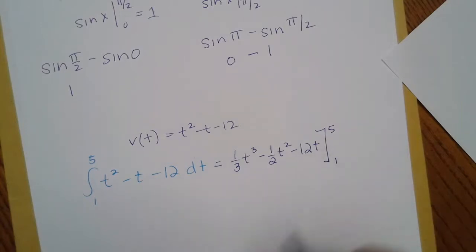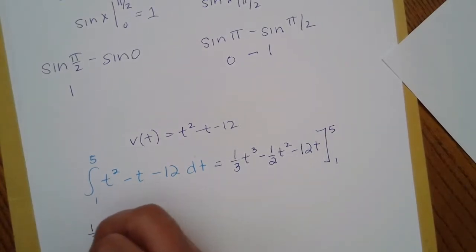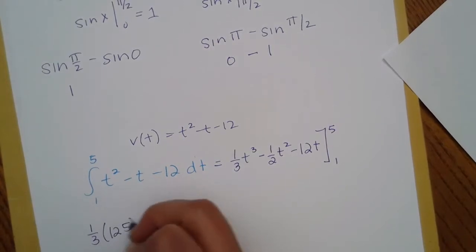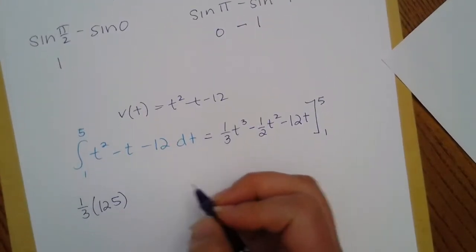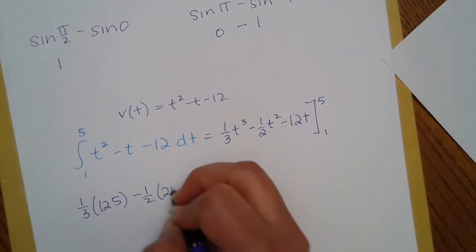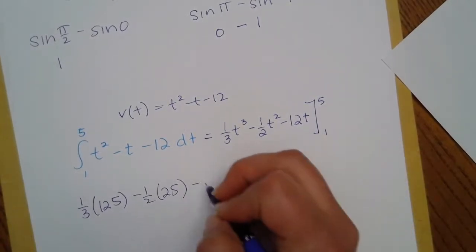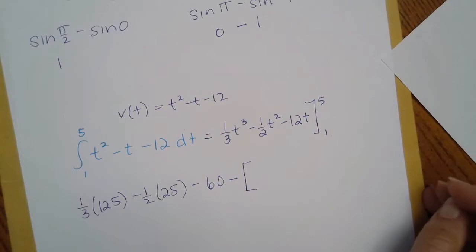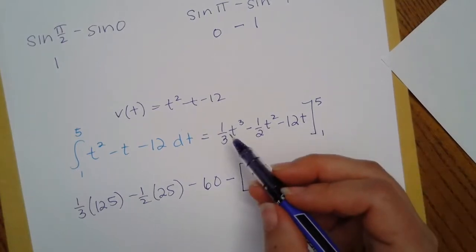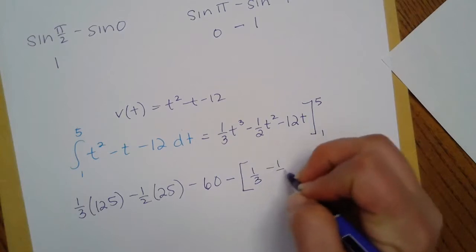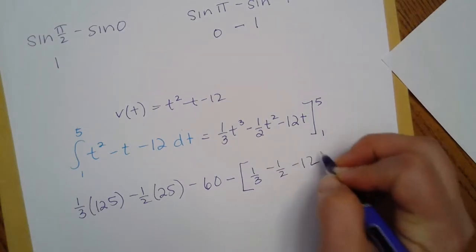I'm going to plug in 5 first. So 1/3 times 5 cubed is 125. And then I have minus 1/2, and t squared is 25. Then I have minus 12 times 5, which is 60. Right, and then I have minus my big parenthesis here. And now I'm just going to plug in 1. So that's going to give me 1/3 minus 1/2 minus 12.